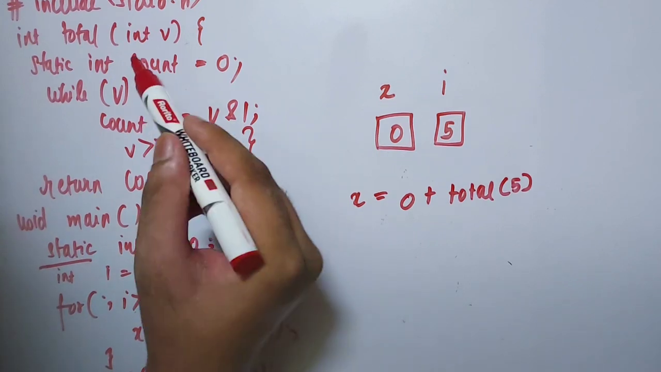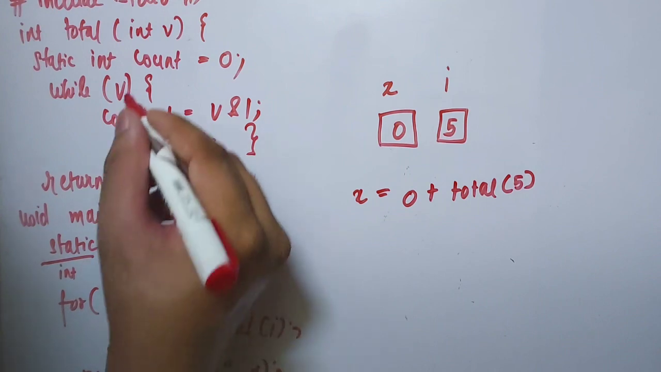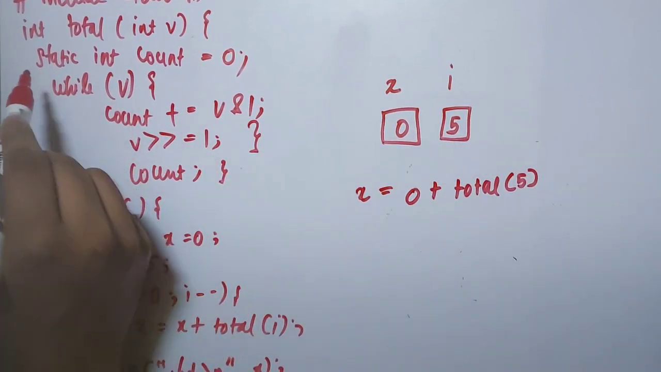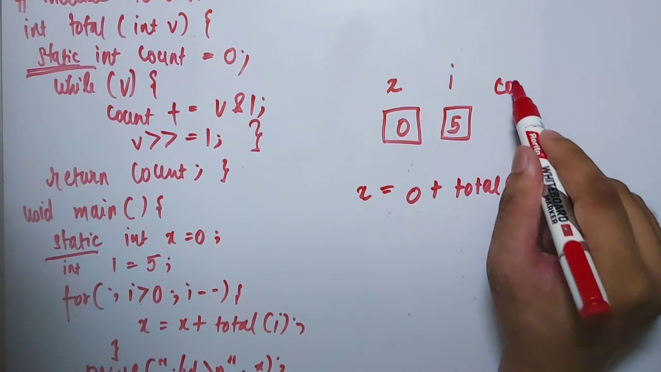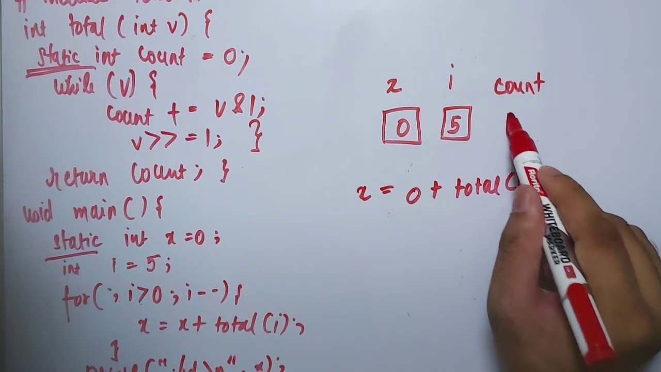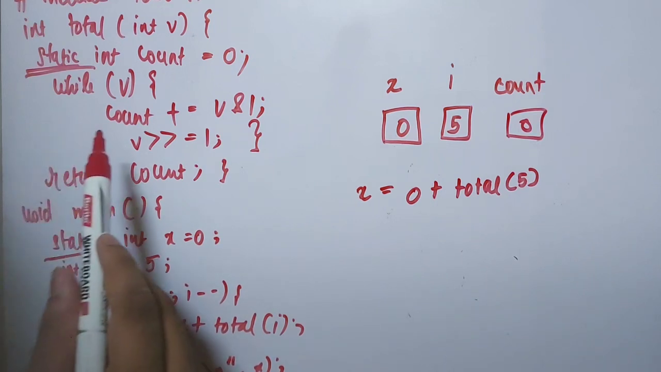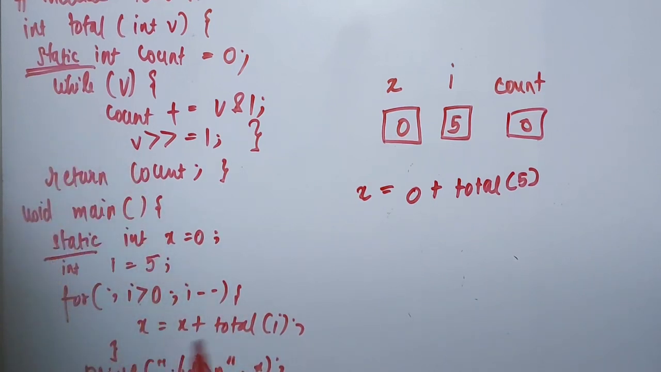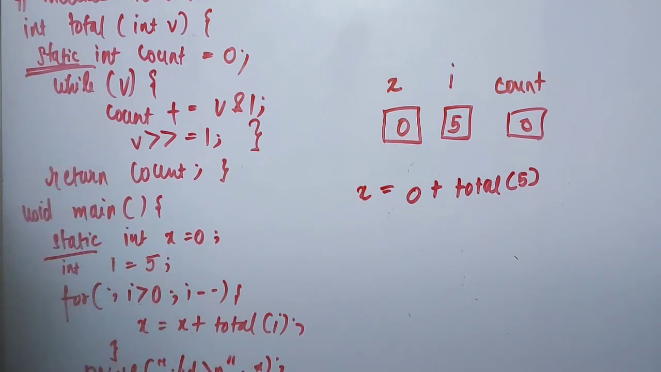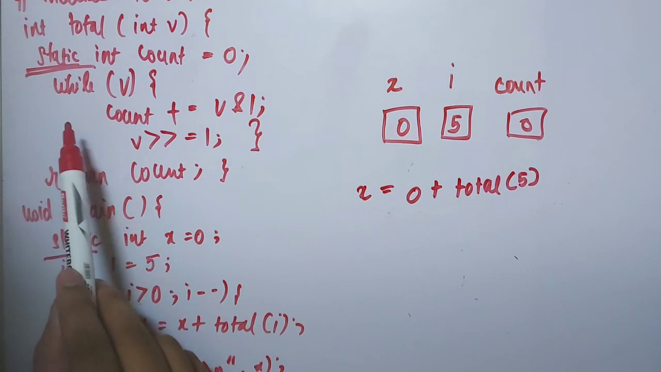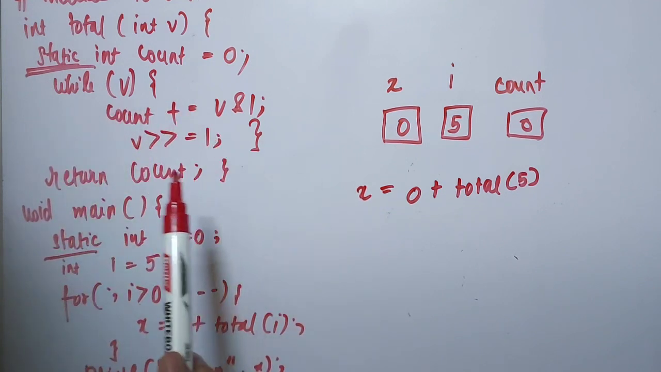In the total function it is expecting the parameter int v. Now, count here is given as 0, and count is also a static variable. The point to be noted. So count equals 0. Now, while of any positive number is true, meaning if you put while 5 then it will evaluate to true. So it will enter the body of the while loop.